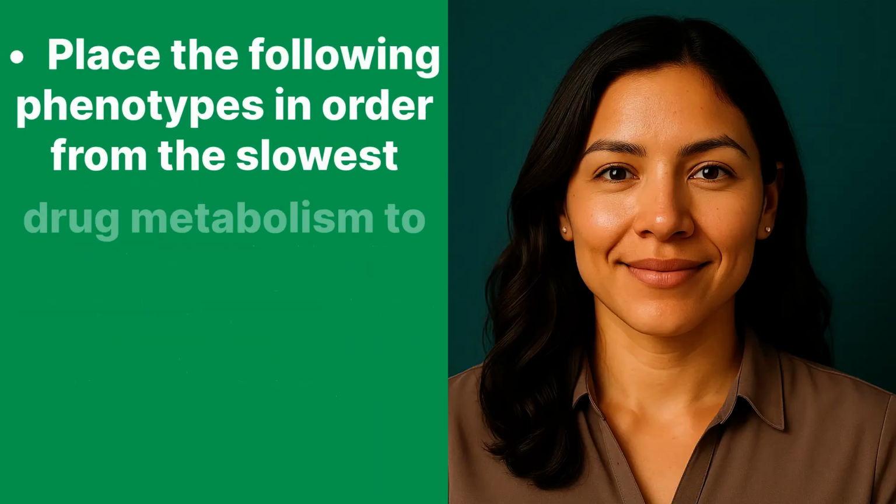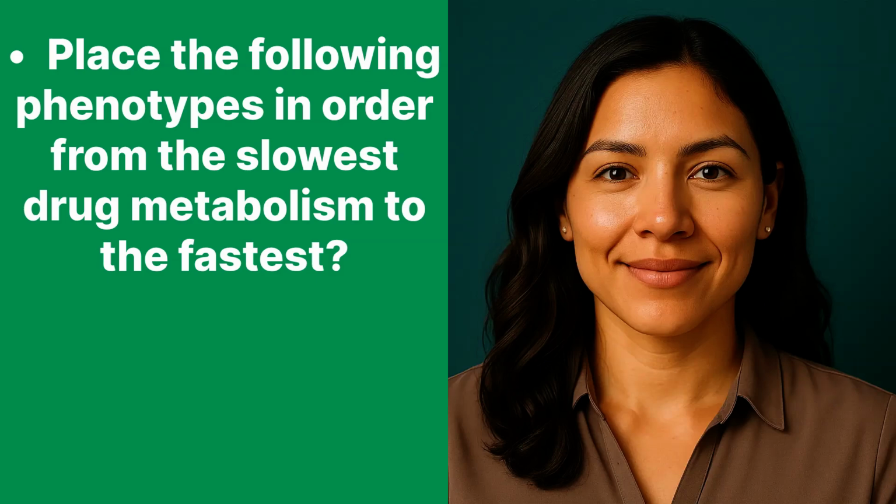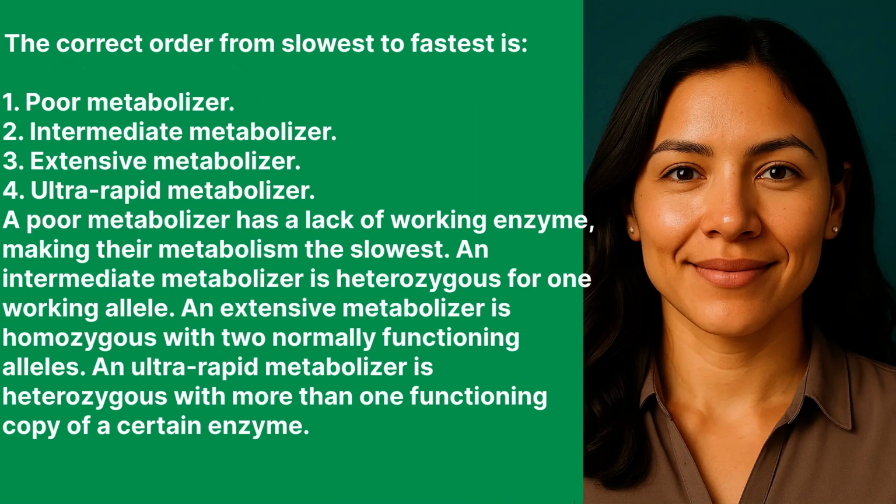Question 24. Place the following phenotypes in order from the slowest drug metabolism to the fastest. The correct order from slowest to fastest is 1. Poor metabolizer, 2. Intermediate metabolizer, 3. Extensive metabolizer, 4. Ultra-rapid metabolizer. A poor metabolizer has a lack of working enzyme, making their metabolism the slowest. An intermediate metabolizer is heterozygous for one working allele. An extensive metabolizer is homozygous with two normally functioning alleles. An ultra-rapid metabolizer is heterozygous with more than one functioning copy of a certain enzyme.